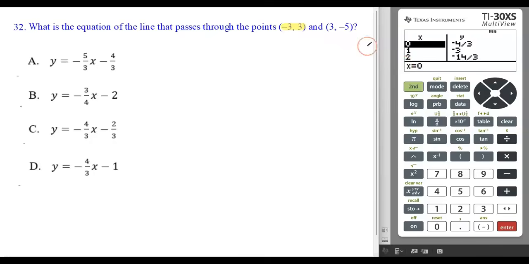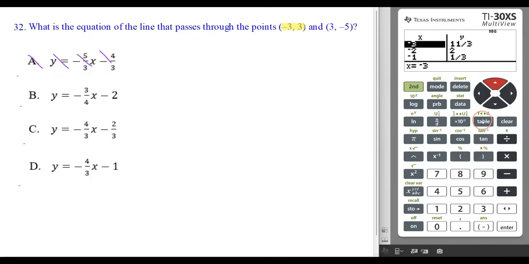So let me show you what I'm talking about. We need to get to -3. Right now we're at 0 because our table started at 0. I'll hit this up arrow until it says -3. And in the second column, I need to see a 3. Well, I don't. I see an 11/3. So what that's telling us is the equation doesn't pass through this point. And really, I can eliminate A at this point. So A is gone. Now what I'm going to do is check B and see if it works.